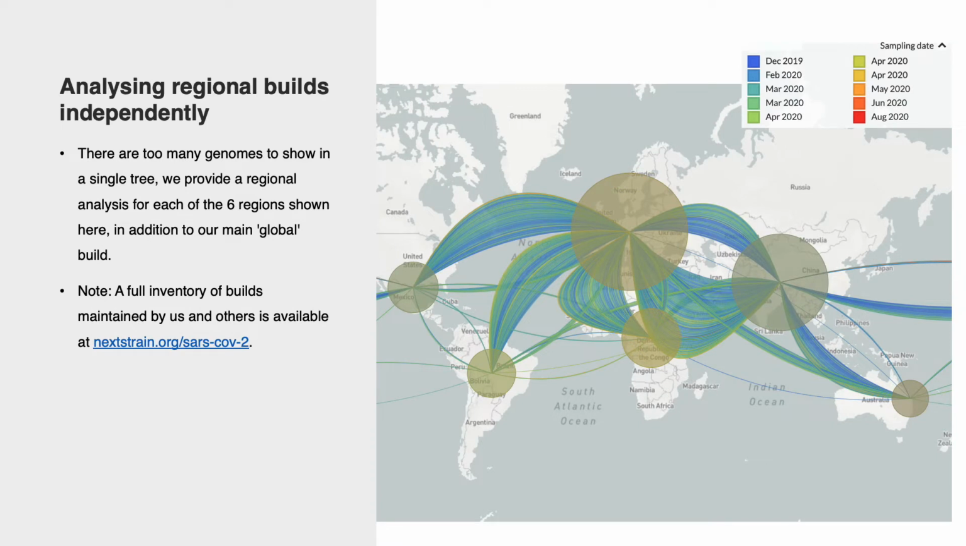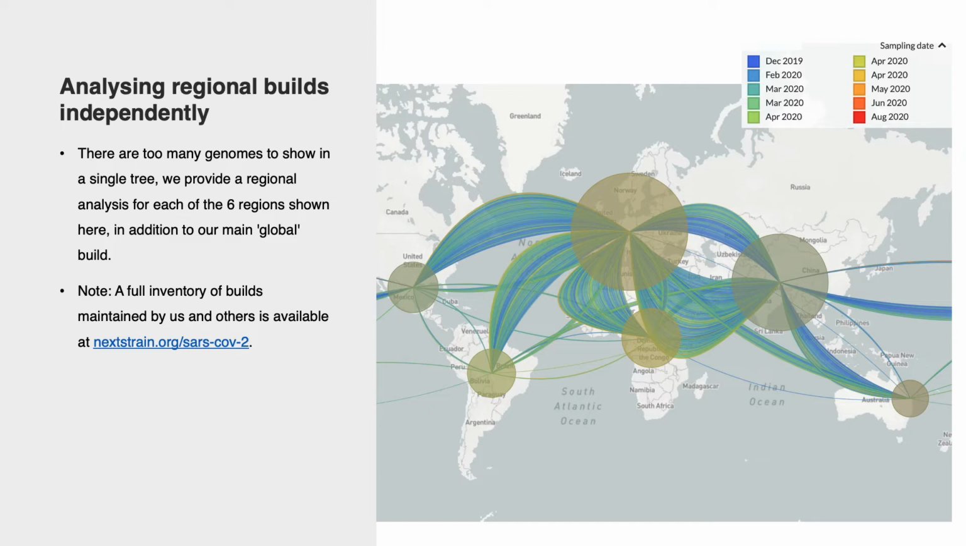As there are too many genomes to show in a single tree, we provide a regional analysis for each of the 6 regions shown here. In addition to our main global build, this allows us to focus on the diversity within each region while choosing appropriate out-of-region samples so we can maintain an overview of all the between-region transmission over time, as we can see on this slide.